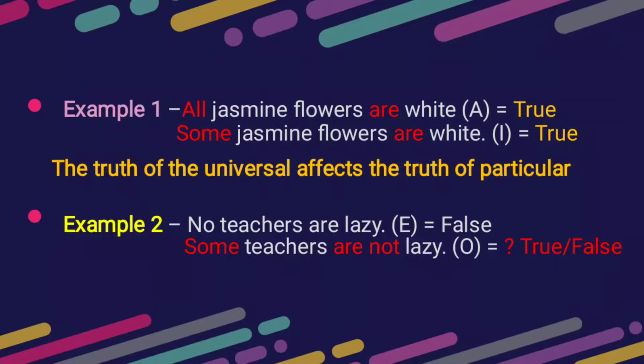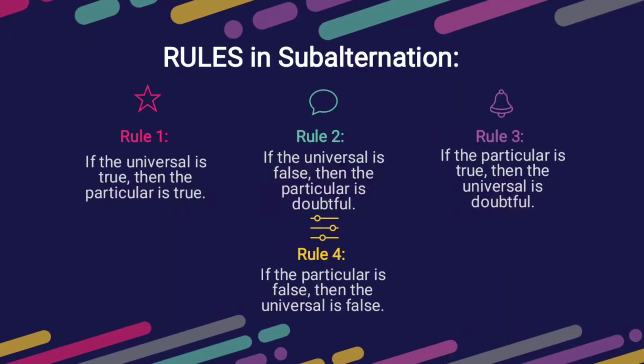Example number 2. No teachers are lazy. This is false. In the particular, some teachers are not lazy, this particular is doubtful, as we can see in the rules. That rule number 2, that if the universal is false, then the particular is doubtful.